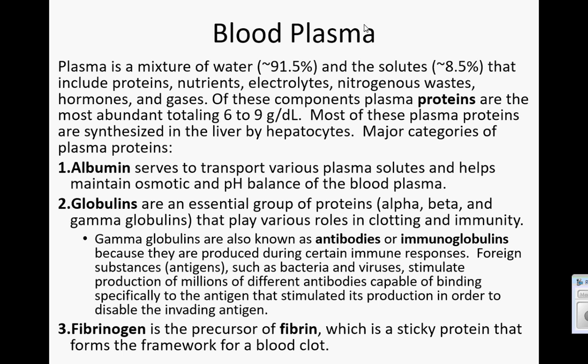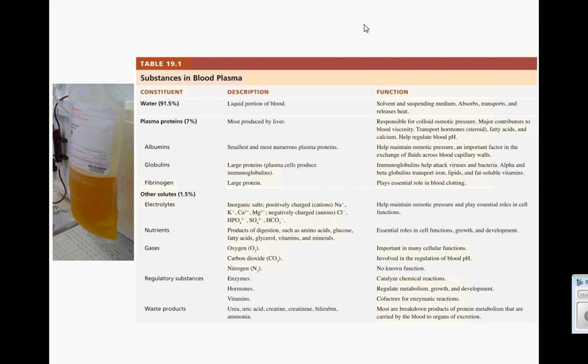That will be after spring break. Fibrinogen is the last of the 3 plasma proteins, a precursor to fibrin, which we'll talk more about on Wednesday. It is a sticky protein that forms the framework of a blood clot. That's what we want when we have damaged blood vessels, and hopefully not in a healthy blood vessel where we see blood clots developing.